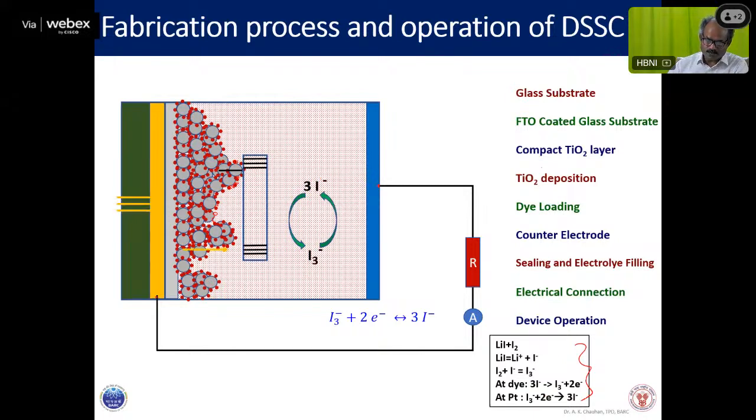You see, the fastest is the electron capture by TiO2. The slower, number 2, is when the electron is captured by the hole. And the slowest is when the electron comes from the counter electrode and goes like this. So this is the typical working of the cell.